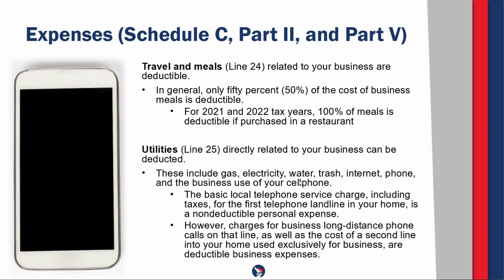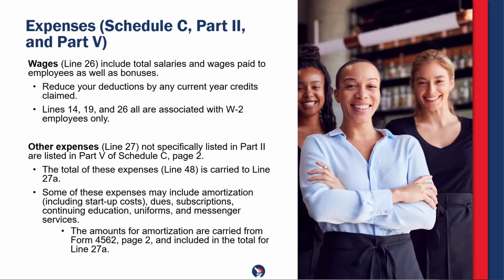Utilities: gas, electricity, water, trash, internet, phone, business use of your cell phone. Again, it's a percentage between personal and business. I can't deduct the entire cost of your cell phone bill on Schedule C unless it's exclusive to the business. And if you're going to tell the IRS that my phone bill is exclusive to the business, you better have two phone lines and you better carry two cell phones, one for business, one for personal, or the IRS is going to reduce your deduction.